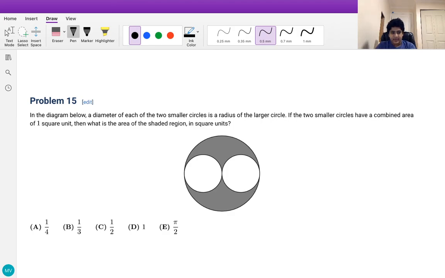Since the two smaller circles have a combined area of 1 square unit, that means that the larger circle has an area of 2 squared multiplied by the area of one of these. And the area of one of the circles is just 1 over 2, 1/2. Multiplying this by 4, we see that the area of the entire large circle is 2. So since we know that the area of the entire large circle is 2, and the entire white area is going to be 1, the shaded area is simply 2 minus 1, or 1. Choice D, and we are done.